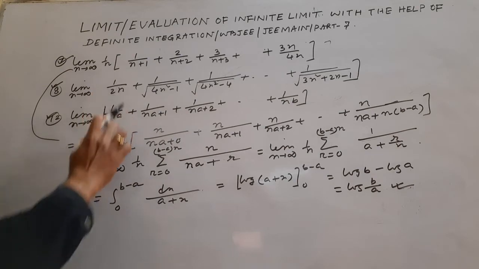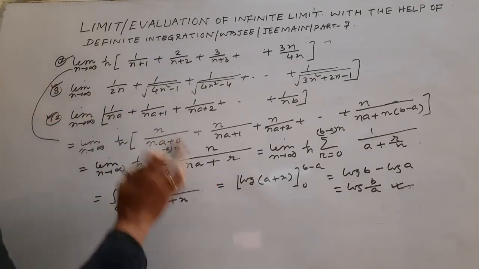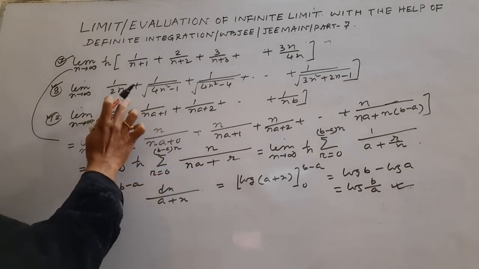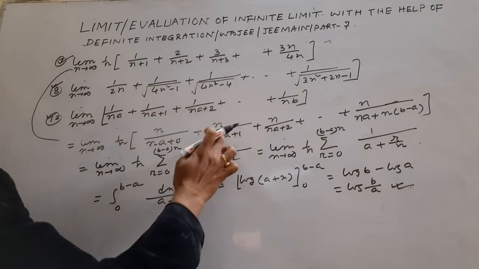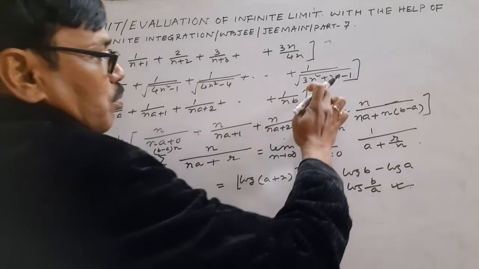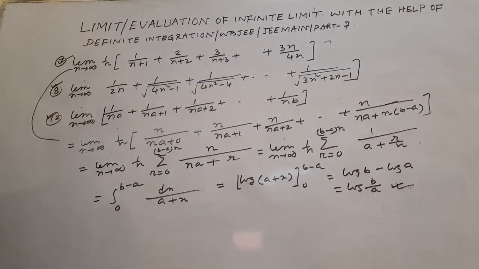So our main aim is to express it in terms of summation. So look at the pattern. This is na plus 0, na plus 1, na plus 2. So to make the meaning the same, na plus n into (b minus a).